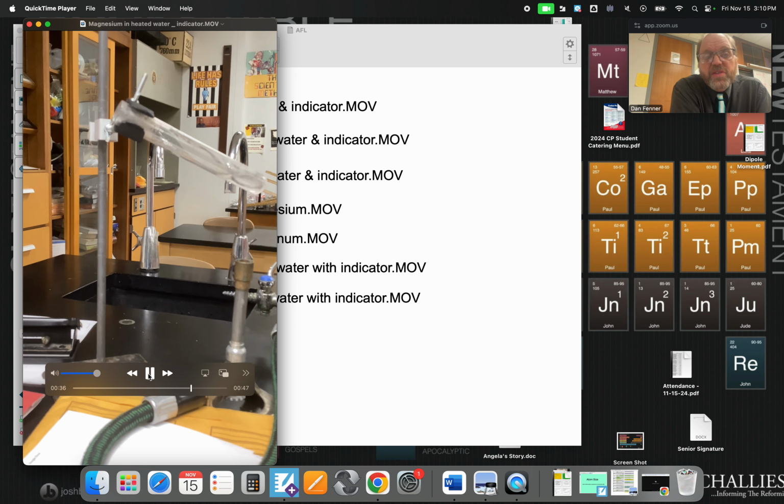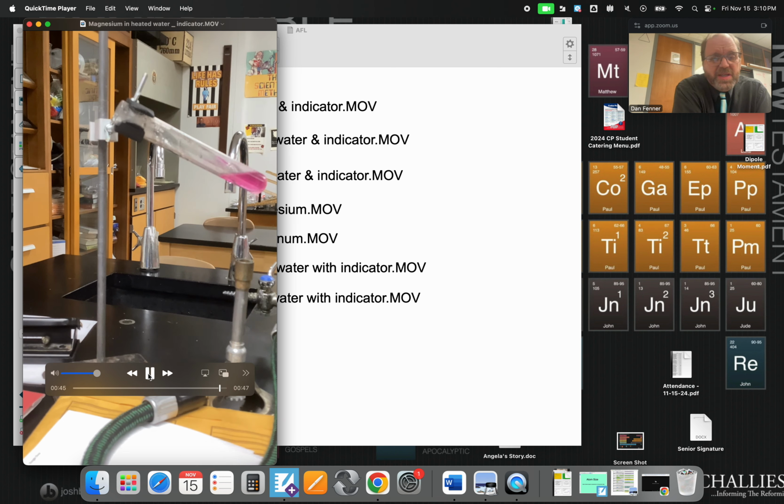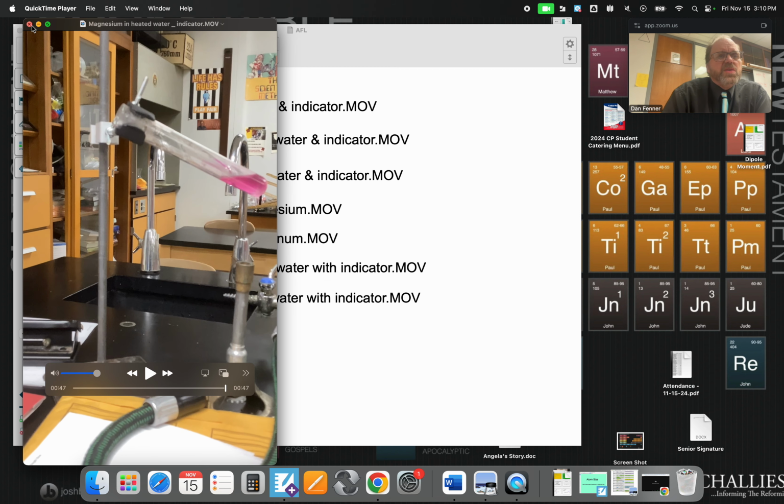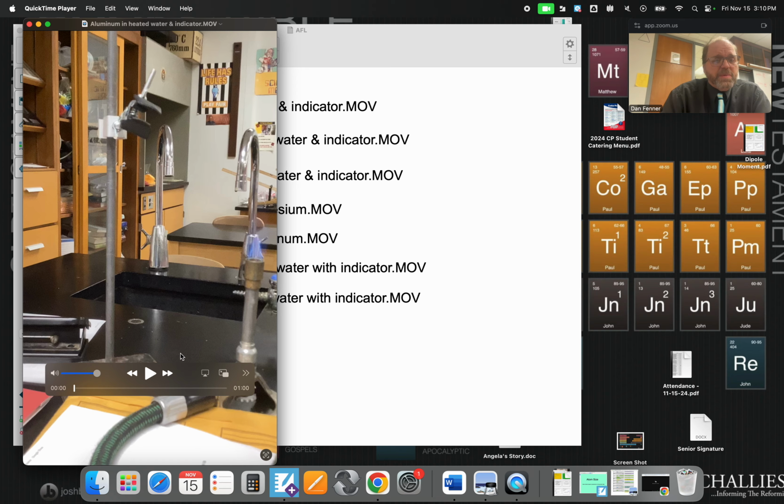I'm going to add the phenolphthalein. Is a reaction taking place? Did it become basic or is it unreactive? Let's see what happens. You'll see there it is basic in nature. All right, let's do the aluminum. This is the non-alkaline metal. So let's see what happens here.